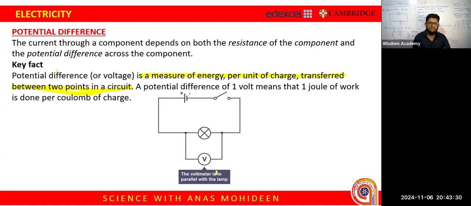Write in the next line. A potential difference of 1 volt means that 1 joule of work is done per coulomb of charge.